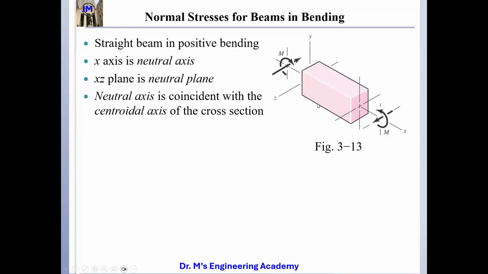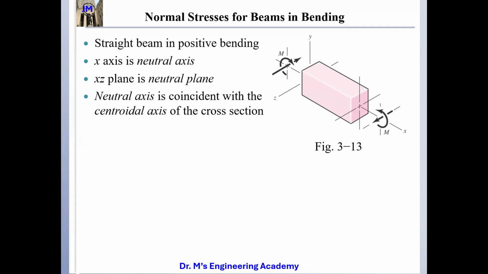Suppose we have a beam. This is a beam, and we just bend it, and we only have this bending moment. So if we have pure bending, this is the normal stress. If this is our x, and we cut it this way, perpendicular to x, we will have the normal stress. Normal stress in a straight beam in positive bending.